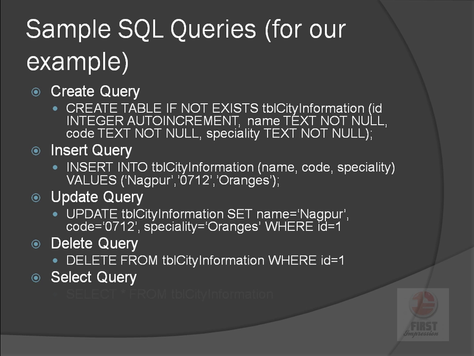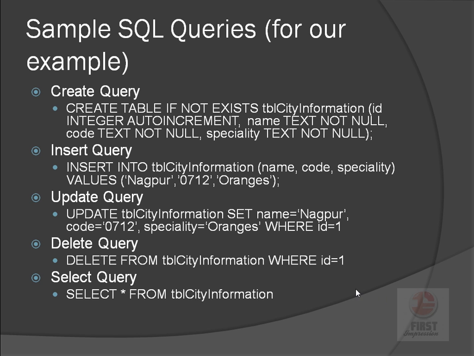And we have the select query. Select star from TBL information. Now the star indicates you have to select all the fields. So whenever we say select star from TBL information where ID equals to 1, this indicates select all the fields, that is select ID, name, code, specialty from this table where ID equals to 1.